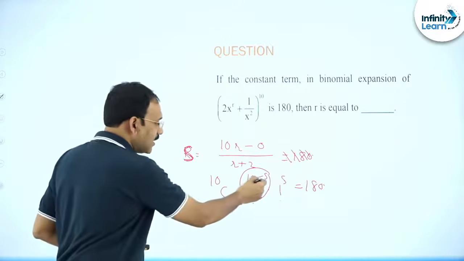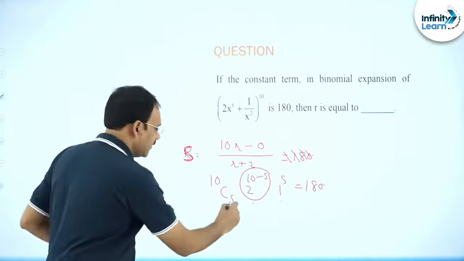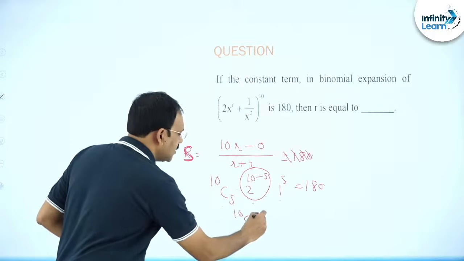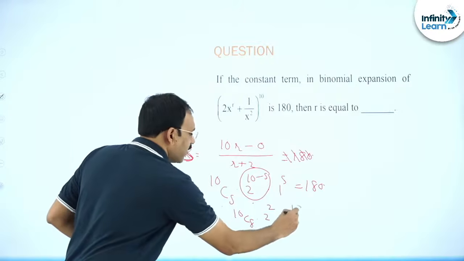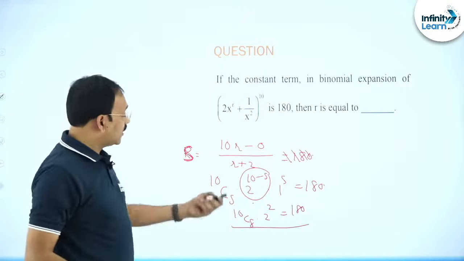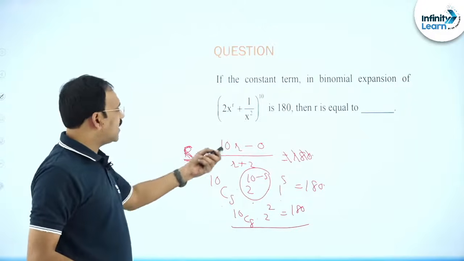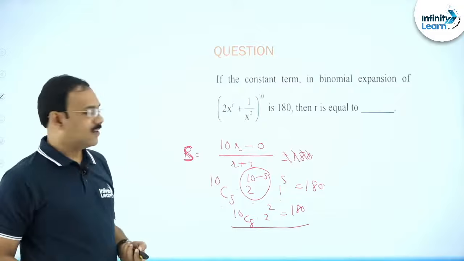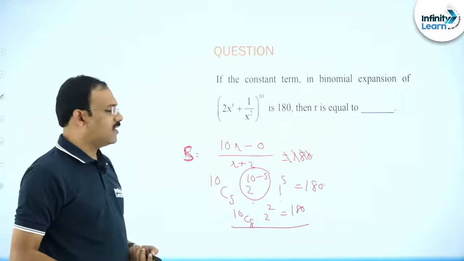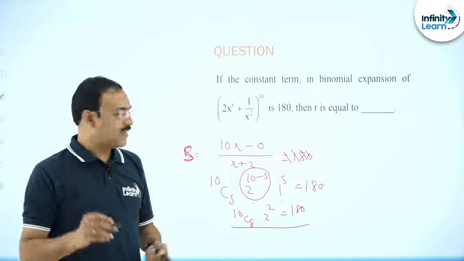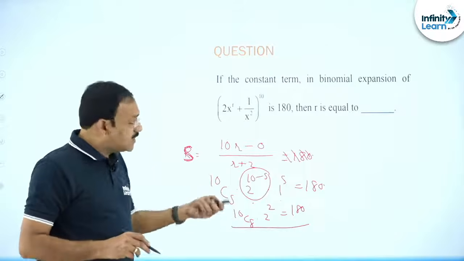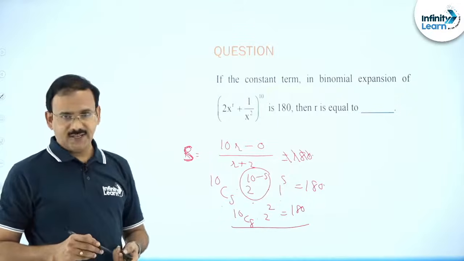So let s be 8 and check. You just check 10C8 into 2 square, it is perfectly 180. So 10 minus s is 2, s is 8. If s is 8, accordingly you can find r. You can just find the s value. In this problem, friends, a little bit of observation is required.